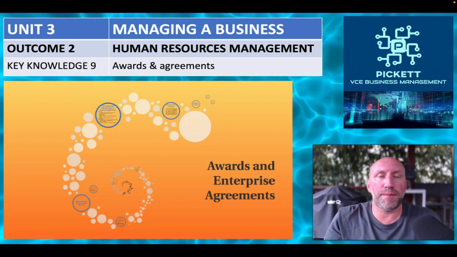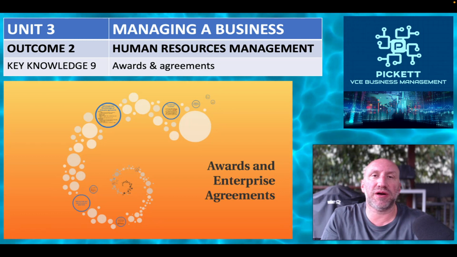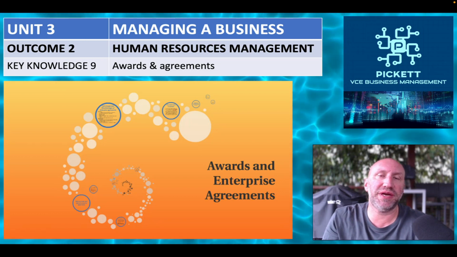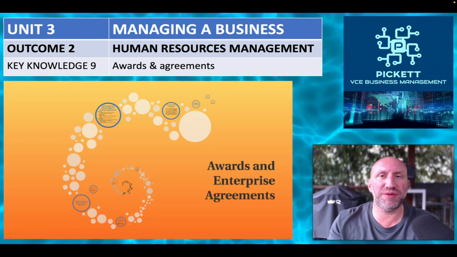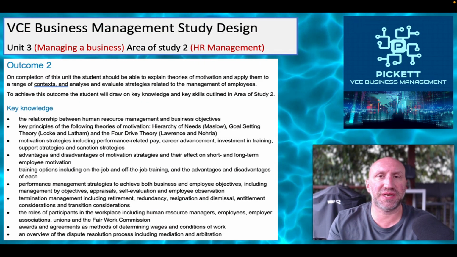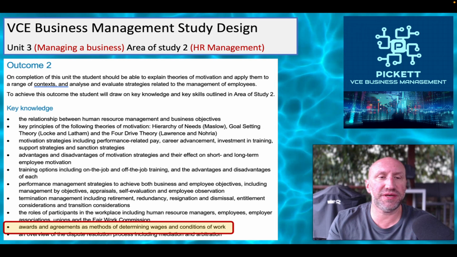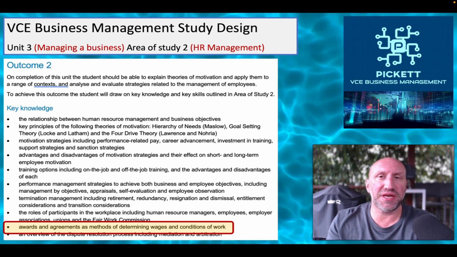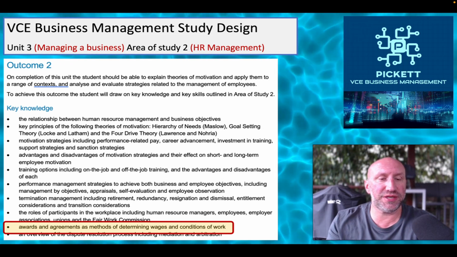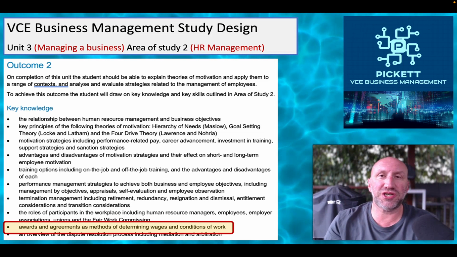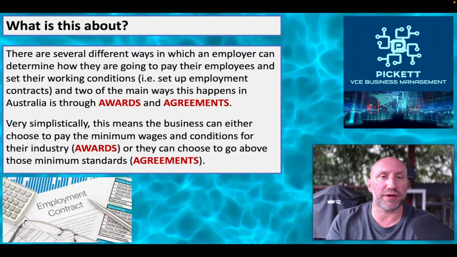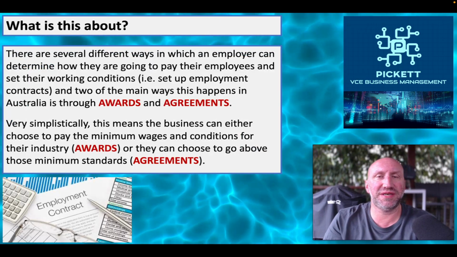Guys, welcome back to Unit 3, Outcome 2, Key Knowledge 9, and this one is on awards and agreements. Okay, so here is our study design, and here we can see the penultimate key knowledge dot point: awards and agreements as methods of determining wages and conditions of work. All right, so what is this all about?